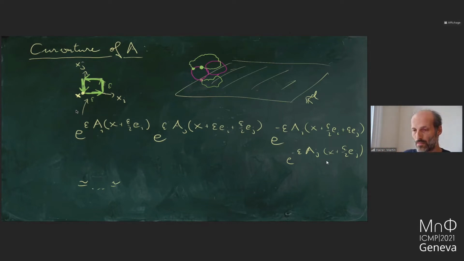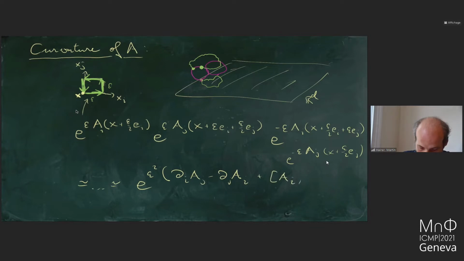And so the thing that I want to look at is what happens at order epsilon square, right? And if you do the calculation, you find that at order epsilon square, here you find d_i A_j minus d_j A_i, right? So this comes from Taylor expanding that guy in the second piece, like so, right? So in this A_j direction, and then comparing to this guy, you see that the basic values cancel out, but then the first order gives you a partial derivative, and same for the other one. And then you have additional terms that come from Baker-Campbell-Hausdorff, and that's just the commutator of A_i with A_j. And then by definition, this is e to the epsilon square curvature.